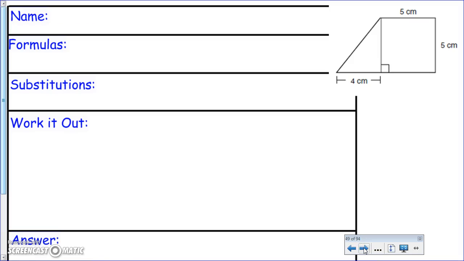And for the first one here, for letter A, first thing we're going to do on the top row where it says name is write down the name of the two figures. We have a triangle here and a square. The next step is to write down the formulas for each of those shapes. So you know the area of a triangle is base times height divided by 2, and the area of the square is base times height.